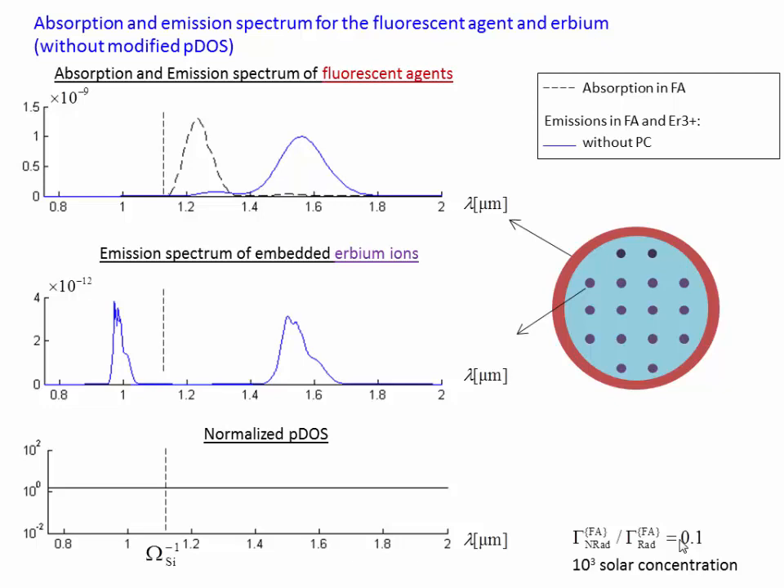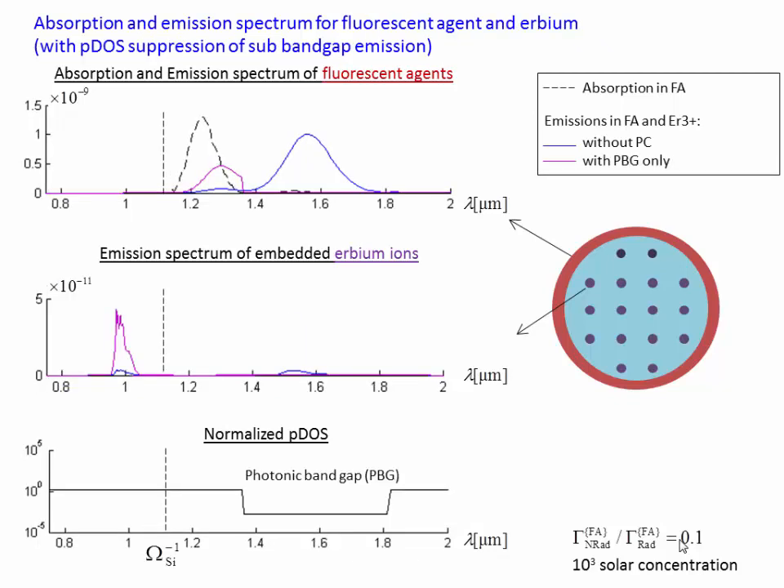So we can see that the emission of the erbium is 3 orders of magnitude smaller than the emission of the fluorescent agent. Now if we have photonic crystals such that there is a photonic band gap in the environment of these nanoparticles, we see that the emission spectrum of the fluorescent agent, given by this purple line, is much reduced compared to the case without photonic crystals.